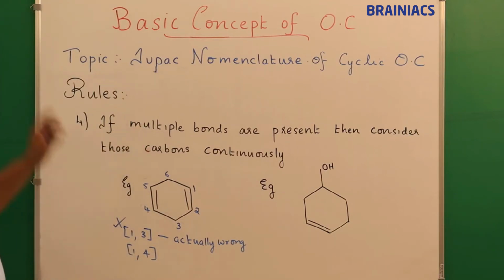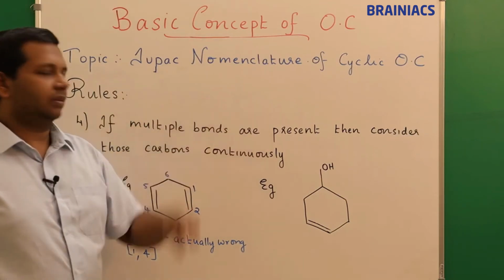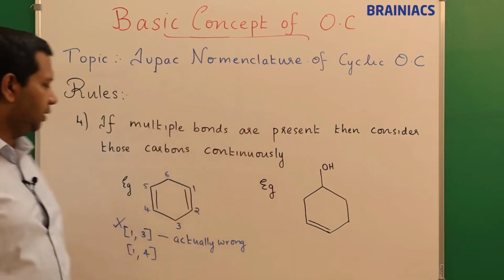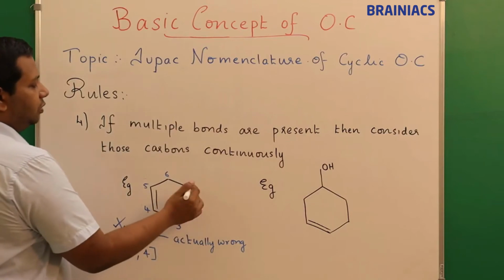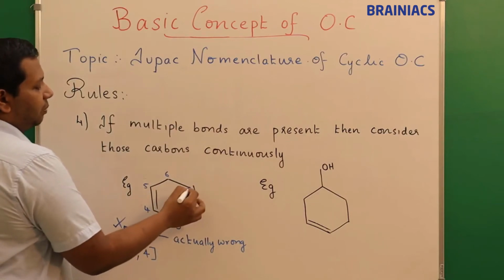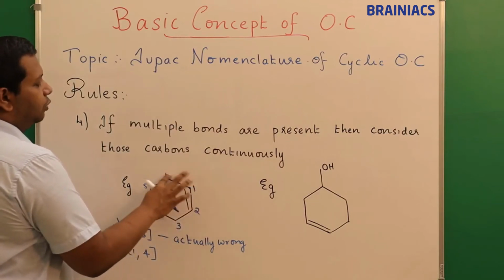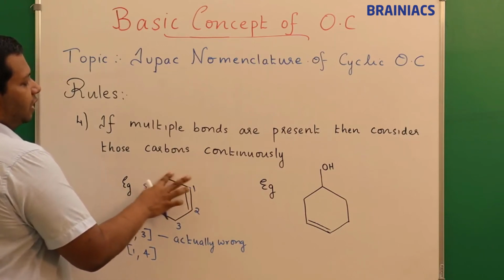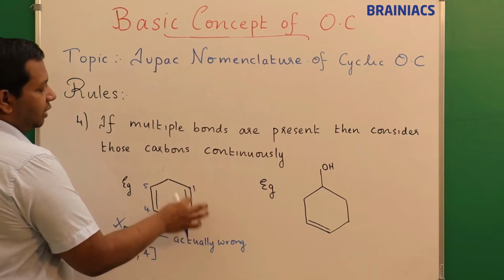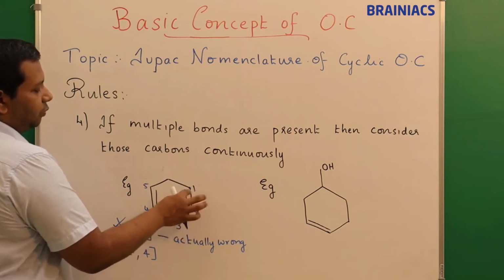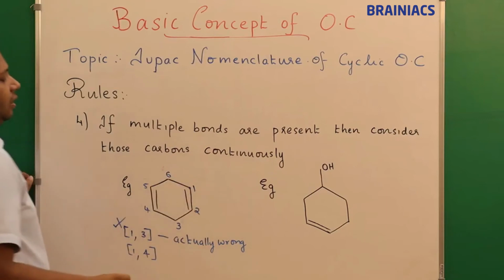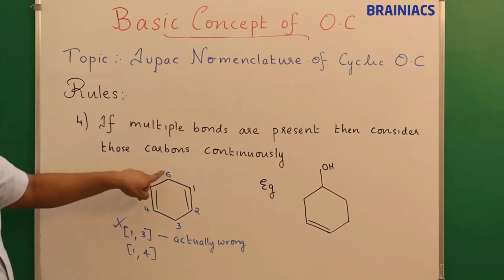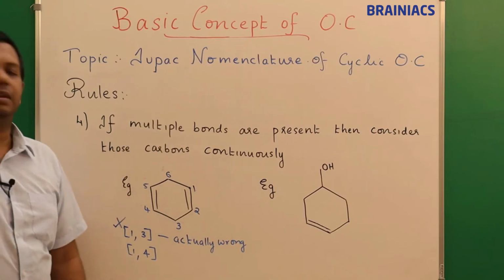Please read the statement. If multiple bonds are present, then consider those carbons continuously. That means if I am giving 1 to this carbon, which is a carbon of the multiple bond, then I should not give 2 to here because this is a carbon of a non-multiple bond. So that is wrong. I should give 2 to the next carbon that is a part of the multiple bond. Suppose if I am giving 1 here, then 2 should be this one. It should not be this one. That is what the rule is saying.